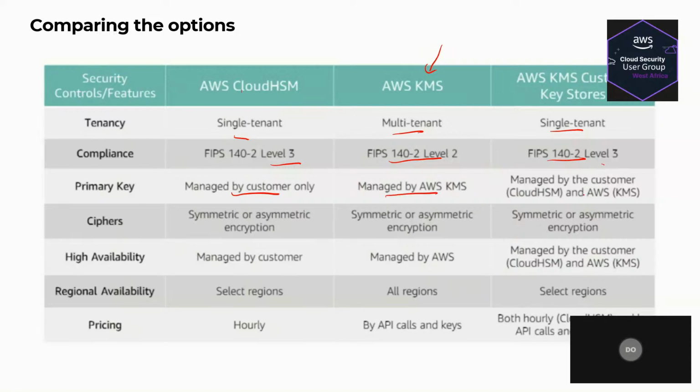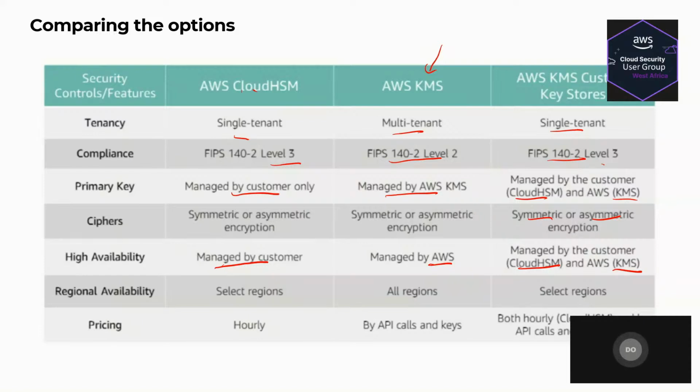In the case of integrating them together, we manage the CloudHSM part, AWS manages the KMS part. We can use any one of those options to perform both symmetric and asymmetric encryption. High availability for KMS is managed by AWS. We manage it for CloudHSM. If we integrate both of them together, we manage the CloudHSM part, AWS manages the KMS part.